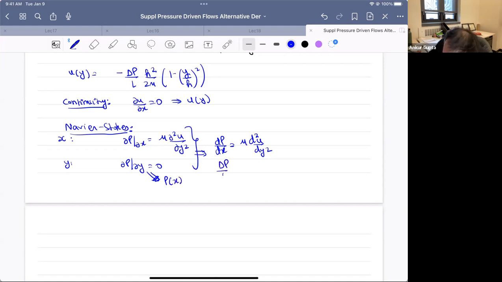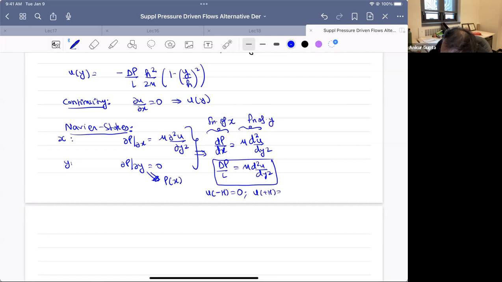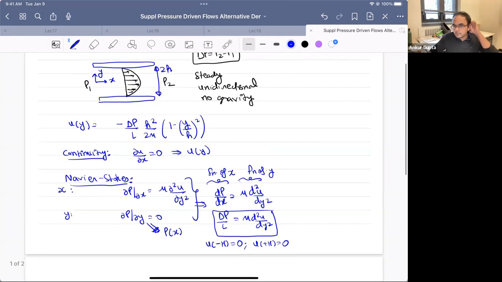And this means they have to be constant because this is a function of x only, and this is a function of y only. And we said this is mu d square u by dy square. And then we said u of minus h is equal to 0, u of plus h is equal to 0. And both of them are combined. Once you integrate, you get to this point. Okay, so this is just a quick reminder of how we came about the result of u of y.